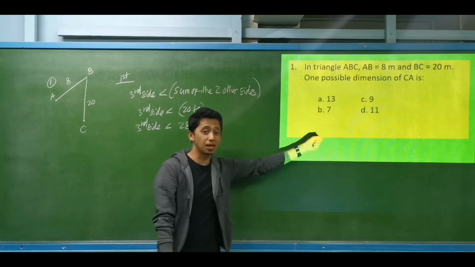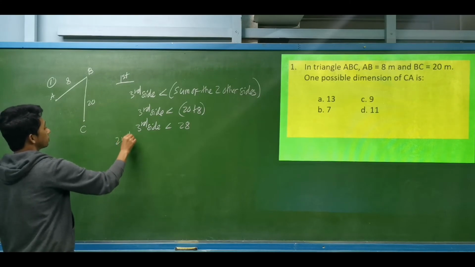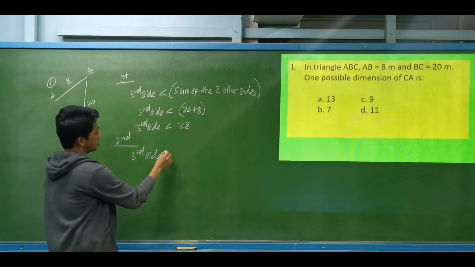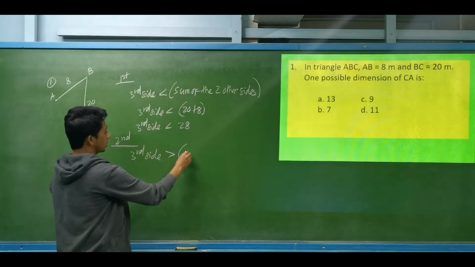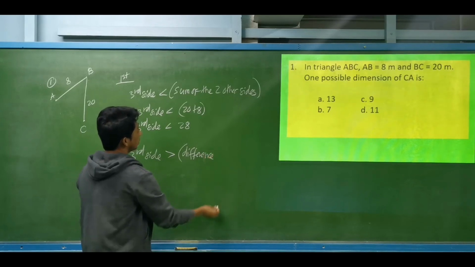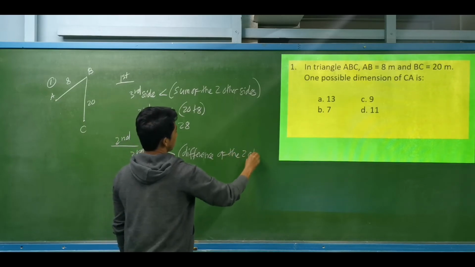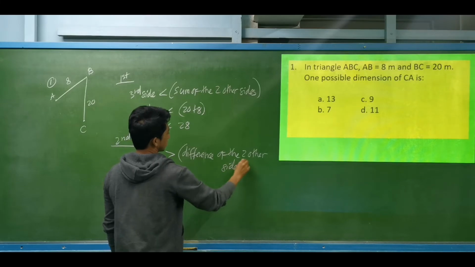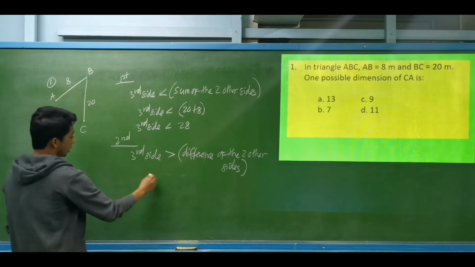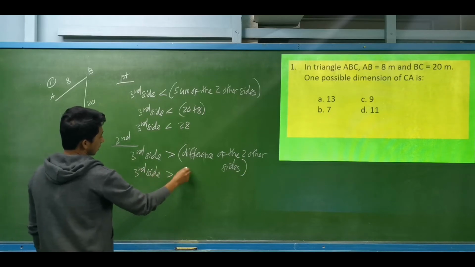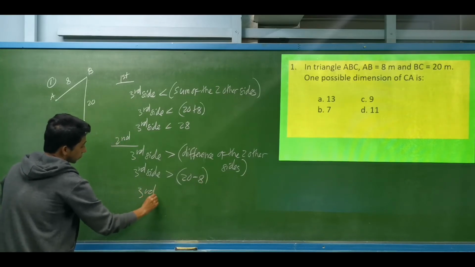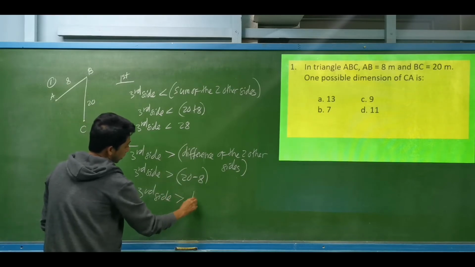So, kung mapapansin nyo naman, lahat sila is less than 28. For the second rule, ano na sinabi ng second rule pagdating sa pag-compute ng third side? Kung kanina less than, this time this is greater than. Tapos kung kanina sum, this time ay difference. Okay, the difference of the two other sides. So we have yung third side should be greater than, okay, ano yung mas malaking side or mas mahaba? 20 minus smaller one, 20 minus 8. So yung third side natin, ang acceptable lang is greater than 12.